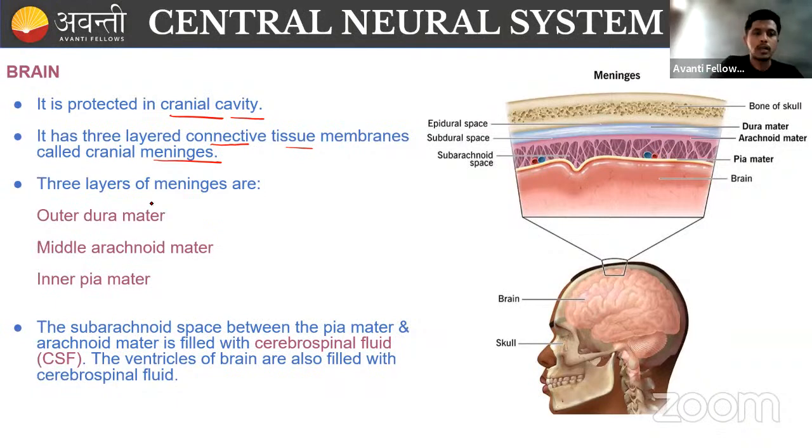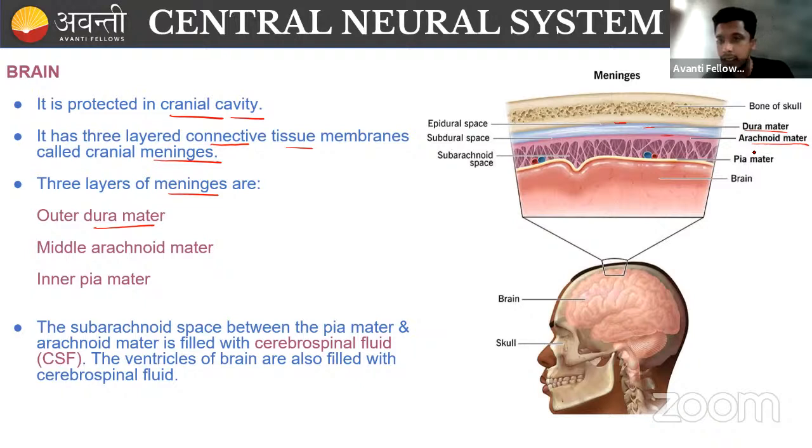So what are these cranial meninges? If you start from the posterior surface of the skull, you have the outermost dura mater. You can see here, this is your dura mater, right? And the middle part is called the arachnoid mater.